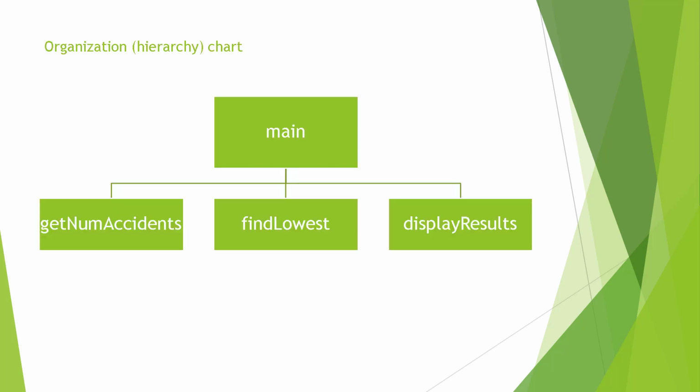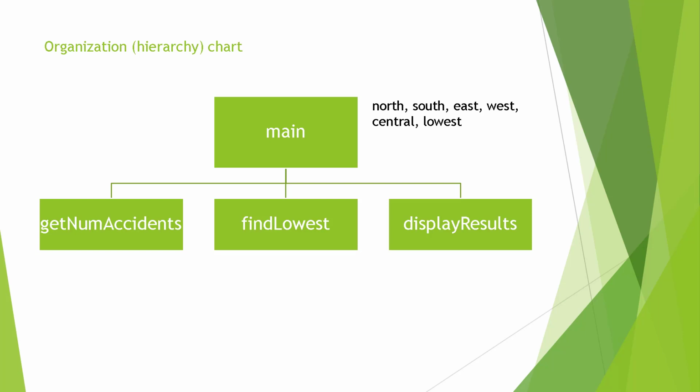Here's a hierarchy chart to view what the program would look like in terms of functions. Notice that the main function will call the others. What does main need to know in terms of data? Well, it's going to need the variables for the north, south, east, west, and central regions, but it's also going to need a variable that will represent the fewest number of accidents. The main function will call the other 3.